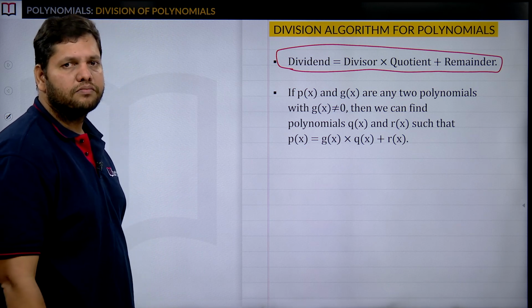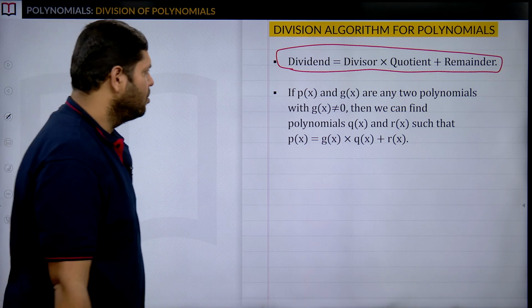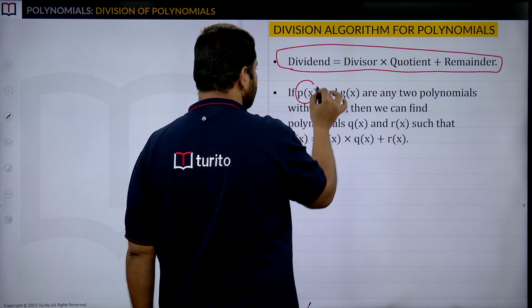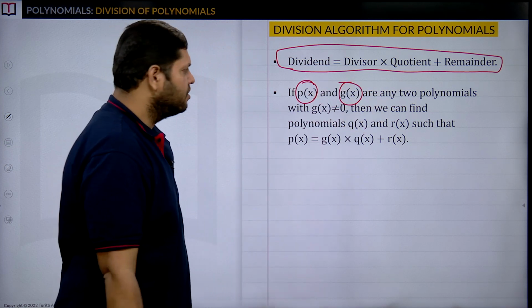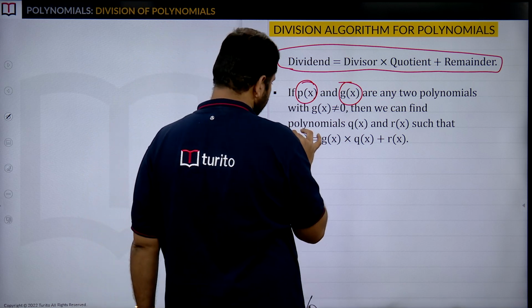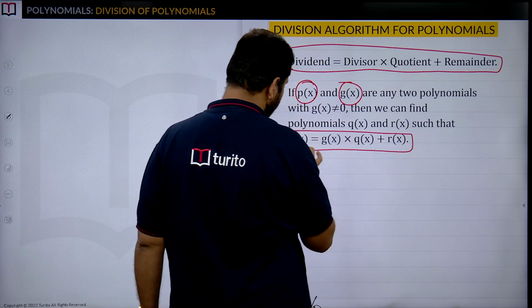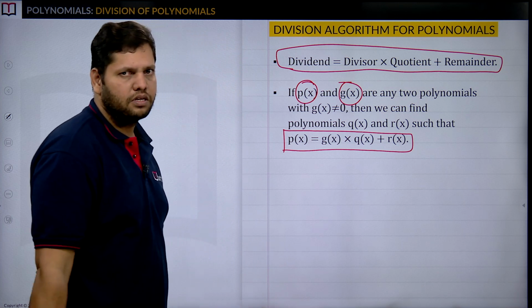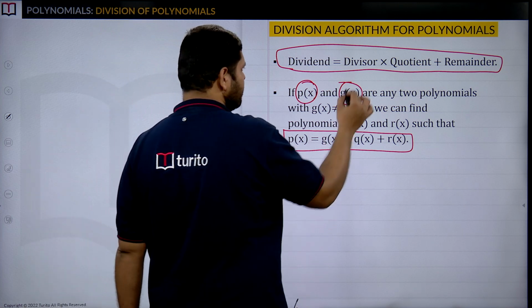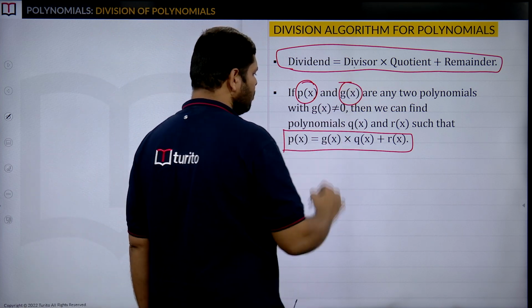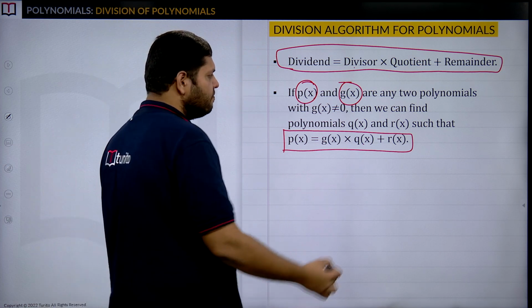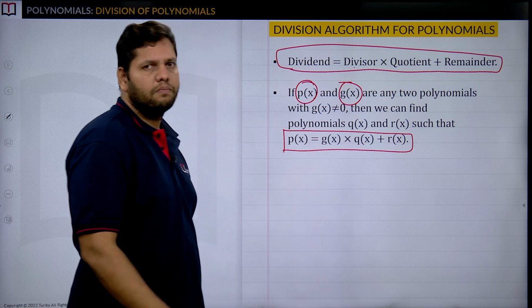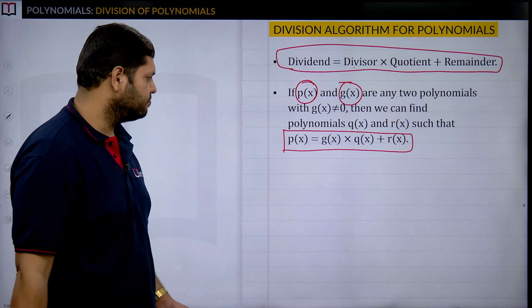This is the division algorithm. Suppose I am dividing the polynomial p of x by g of x. Then we can write p of x equal to g of x into q of x plus r of x. Here g of x is the divisor, q of x is the quotient, and r of x is the remainder of the polynomial we get after dividing.